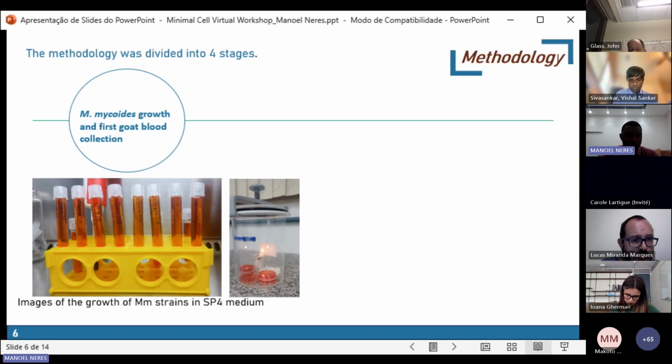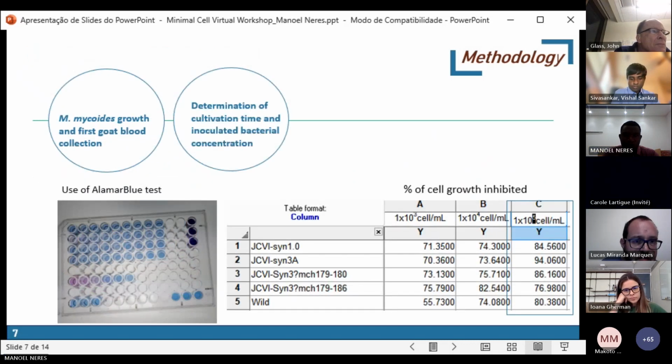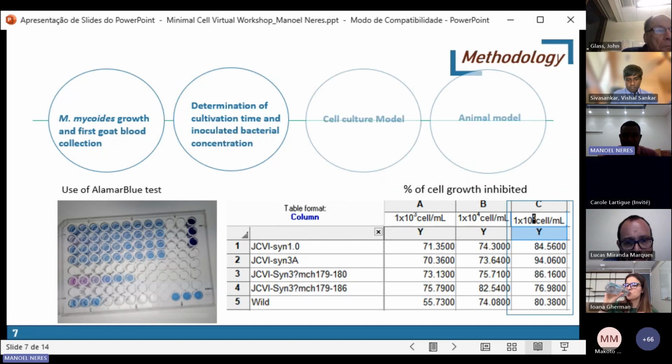We started this step as soon as we received the strains, the genomic synthetic strains, approximately 18 days ago. So we have already done this stage. The next stage is the determination of cultivation time and inoculation bacterial concentrations. This stage is already done too, and it's recent data, but we can see that high concentrations of mycoplasma inhibit blood cell growth of goats. The next two stages are the cell culture model and the animal model.